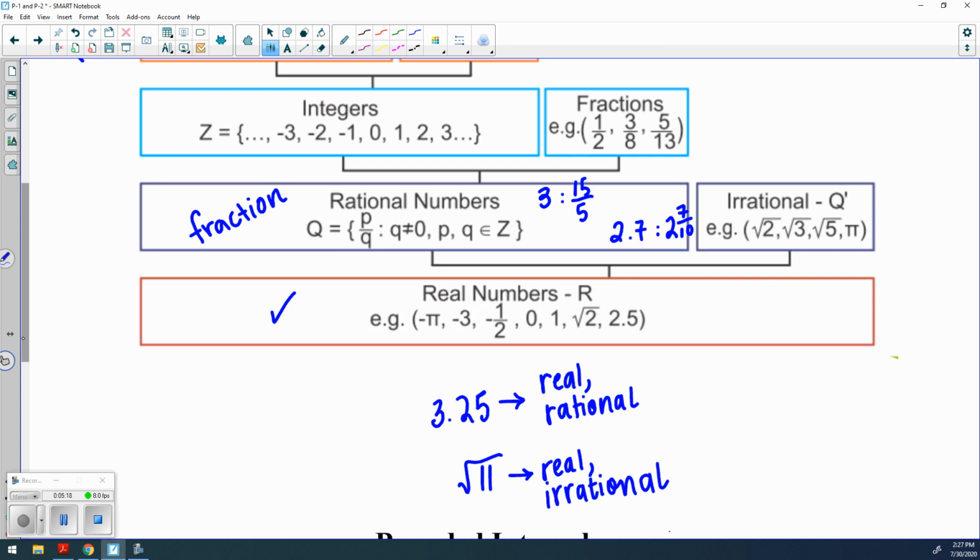It can't be written as a fraction, and it's going to have a decimal part, so it's not an integer or a whole number or a natural number.